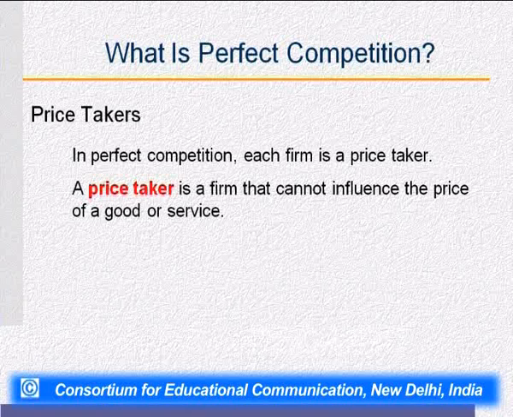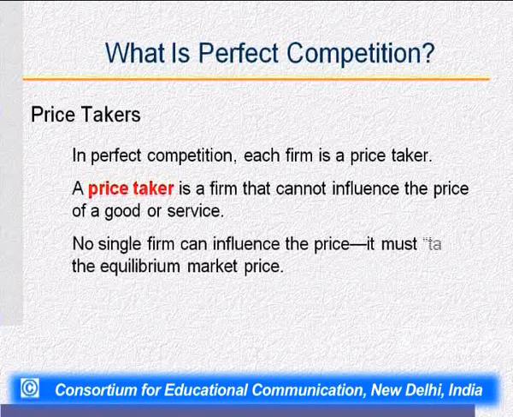As I discussed, a price taker is a firm that cannot influence the price. What is the price decided by? The market. This is the final price, and all the firms selling their products in perfect competition are bound to sell their products at the market price. So no one can influence the price of a good or service. As you can see on the slide, no single firm can influence the price.